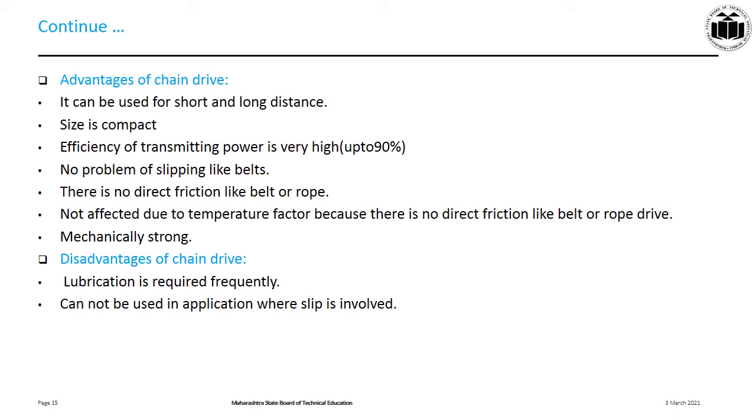So here we see the advantages of the chain drive: it is quite compact, efficiency is high, and there is no slipping problem, which occurs in belts. There is no direct friction like the belt or the rope, so it is not affected by temperature, and this type of system is mechanically stronger.